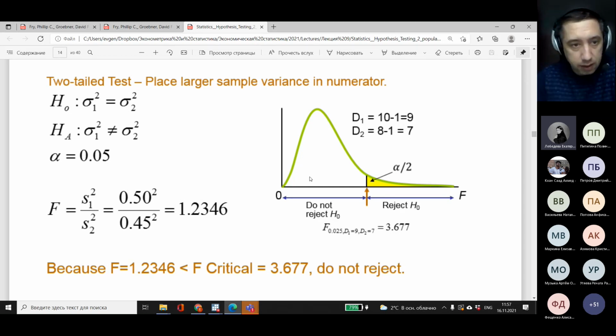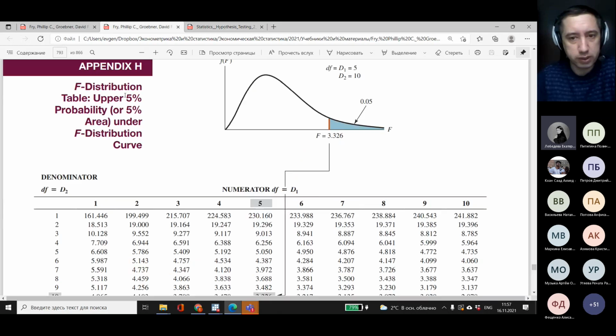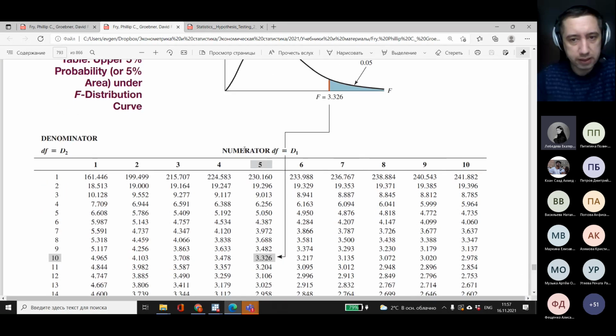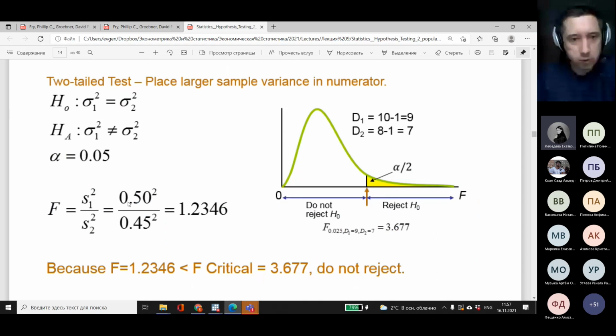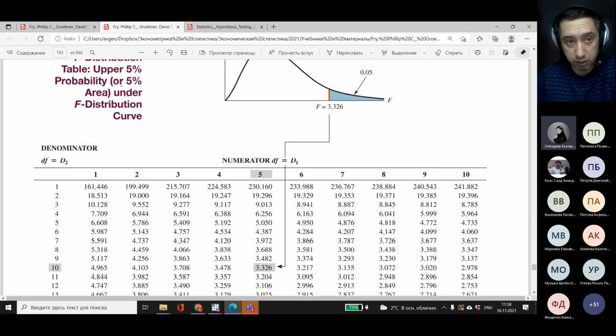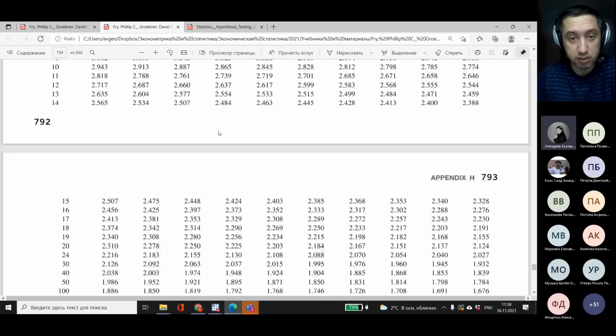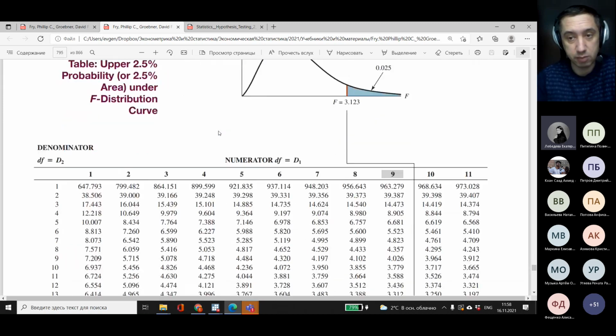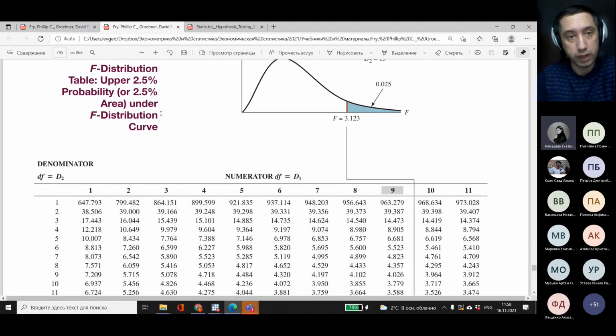We know that our F is somewhere here, so it's pretty small. How to find it in our table? Our numerator, 0.5, its sample size is 10, hence degrees of freedom is 9, hence our column is this one, 9. But we cannot use this table because it is 5%. We should use 2.5% and the same column, 9. Why 2.5%? Because it is a two-tailed test.